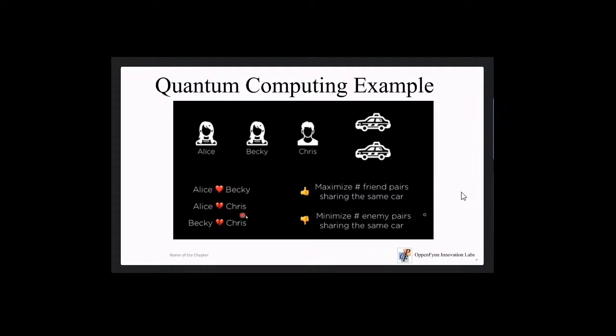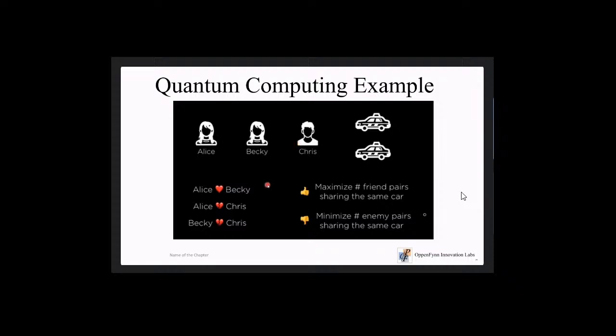So keeping these points in mind, the way we would want to arrange their travel plans is to maximize the number of friend pairs sharing the same car, and minimize the number of enemy pairs sharing the same car. Obviously you have 3 people and 2 taxis, so there would be some sharing of cars. So you would want to make sure that the friends, Alice and Becky, are together in the same car, and that Chris is not sitting in the car with either of them because for some reason he is enemies with both of them.